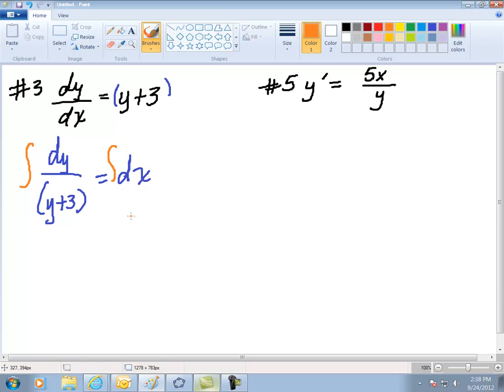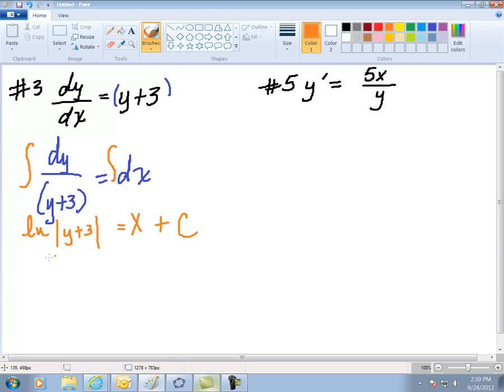The integral of dx just becomes x, and now the integral, remember the integral of 1 over u, if I treat y plus 3 as u, is just natural log of the absolute value of u. So this becomes the natural log of y plus 3. Okay, and now plus I have to have a constant. And now what do I want to do with that? Well, I want to actually solve for y so I can get this as a solution.